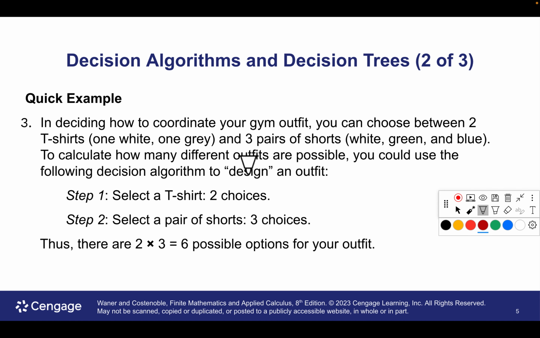Okay, now this one, we'll look at this. So getting dressed in the morning, going out to the gym. You can choose between 2 t-shirts. You've got a white one and a gray one. 3 pairs of shorts. 2 shirts, 3 pairs of shorts. We got white, green, and blue. You better wear some tennis shoes too, but they didn't give us that choice, so I guess we only got 1 pair of tennis shoes maybe.